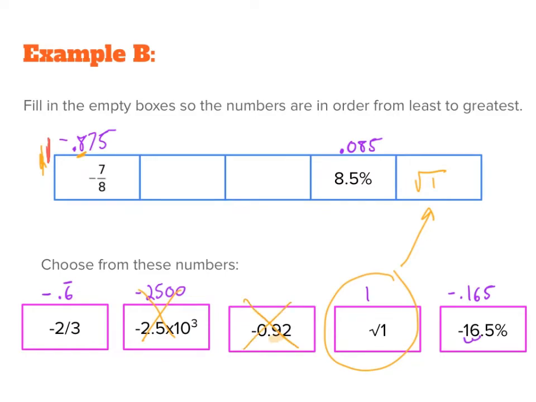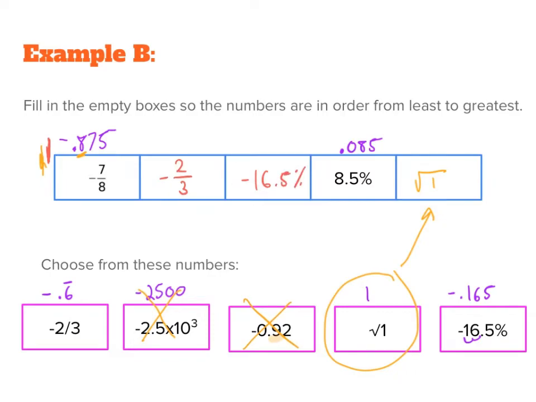That leaves us with -0.6 repeating and -1.65. So again, we have to figure out which one is more negative, and that will be the one that's closer to the -7/8. So since I have a -0.6, 6 is going to be bigger than this 1 in this case, which makes it more negative. So our -2/3 is going to be the one that comes closest to the -0.875, and then our -0.165 is a very, very small negative number. So our -16.5% is closest to the 0.85%.